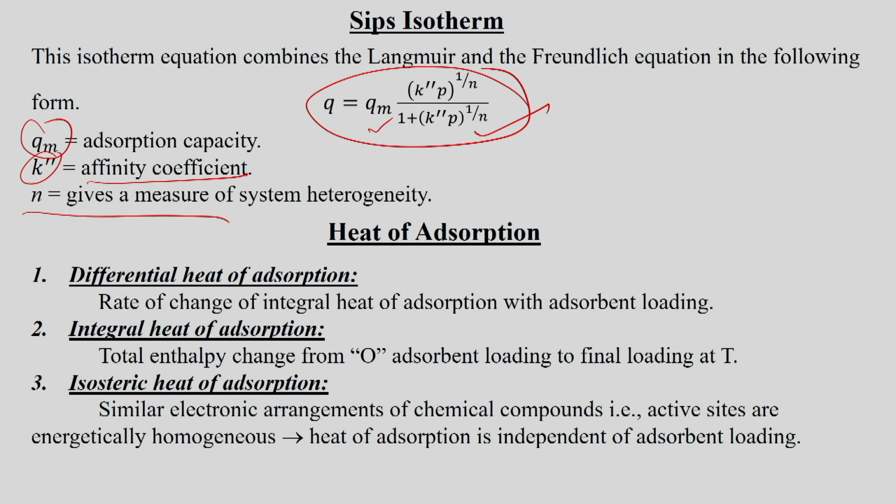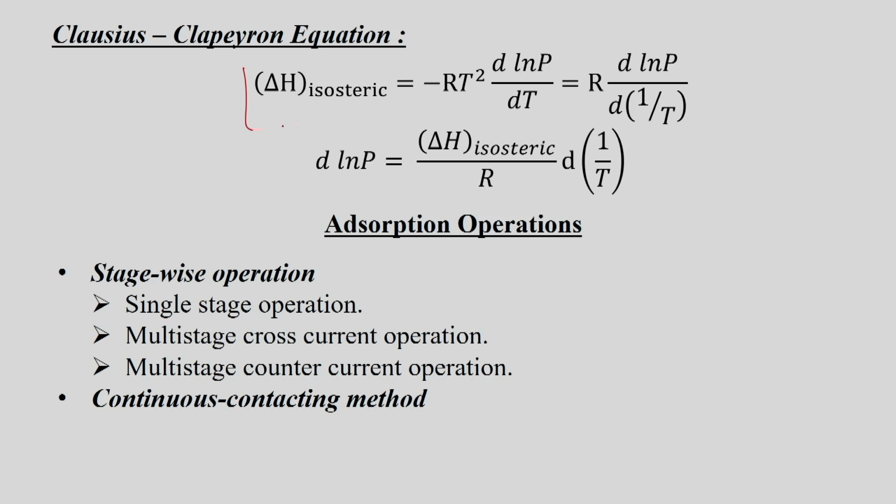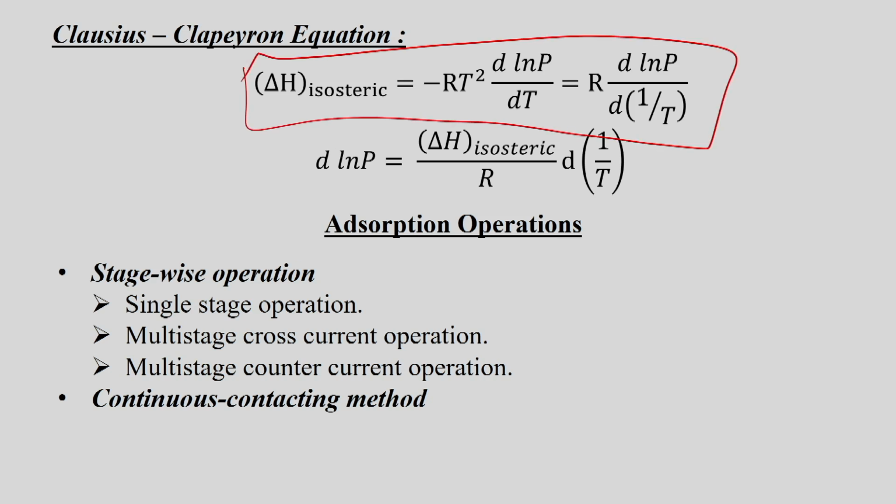And we discussed the heat of adsorption values, that is delta H isosteric, from the Clausius-Clapeyron equation: delta H isosteric is equal to minus R T square into d ln p by dT, which is equal to R into d ln p by d(1 by T). So if we plot the change in ln p versus the change in 1 by T, we will get delta H isosteric. That is, d ln p is equal to delta H isosteric by R into d(1 by T).